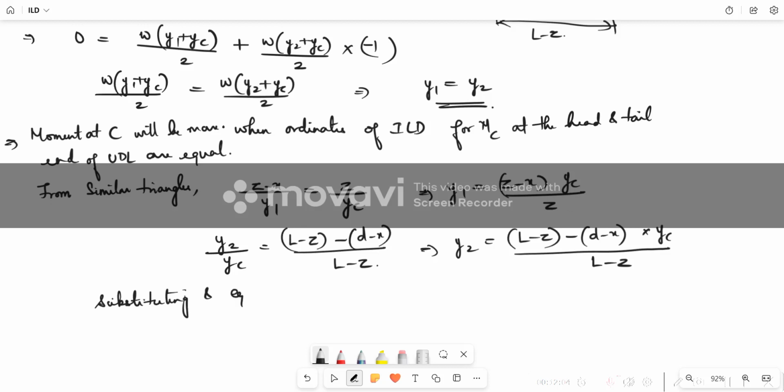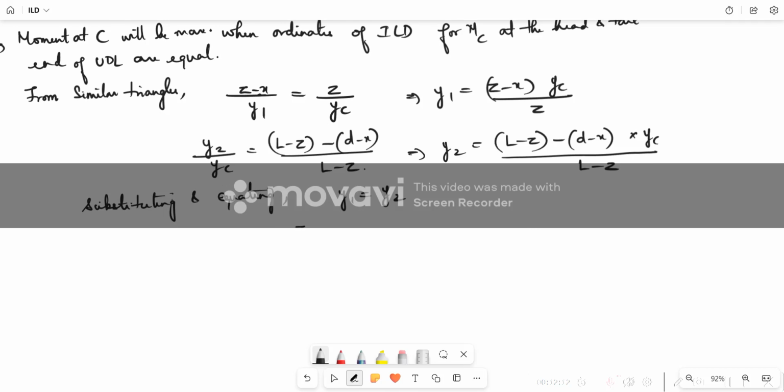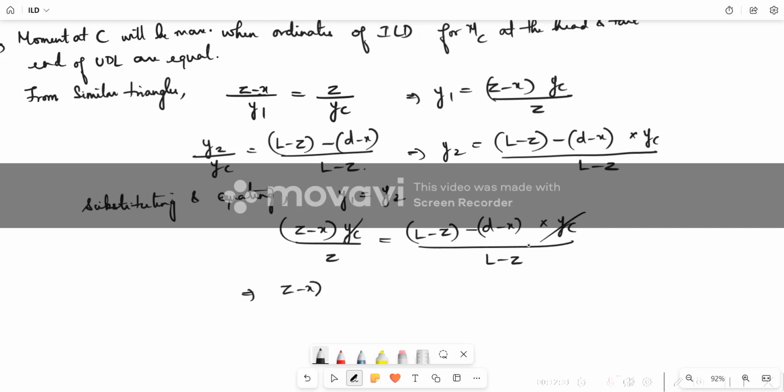When you substitute y1 and y2, what I get is (z minus x) into yc by z is equal to (L minus z minus (d minus x)) into yc divided by (L minus z). So this yc and yc get cancelled, and then rearranging, (z minus x) into (L minus z) is equal to z into (L minus z minus (d minus x)). So first open this bracket and then cross multiply.